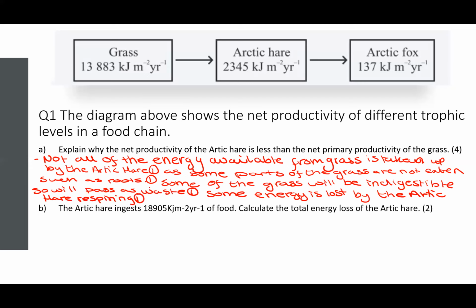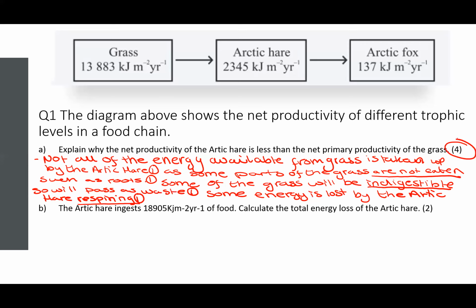So I'd say the main important bits here is we say not all the energy available from the grass is taken up by the Arctic hare, gets your first mark. Then tell us why. Some parts of grass are not eaten. Second mark. Some parts of grass will be indigestible. Third mark. Fourth mark, some of the energy is lost by the hare through respiring. That gets you the 4 marks.